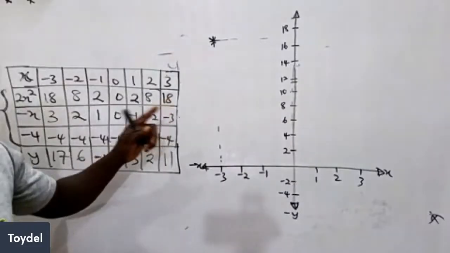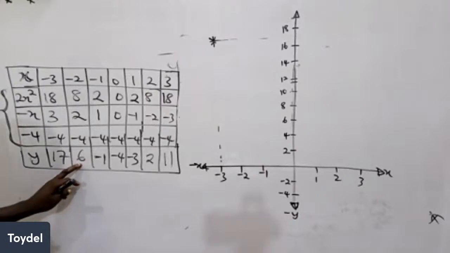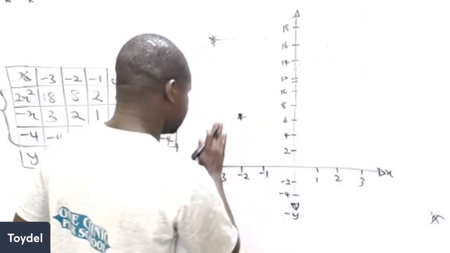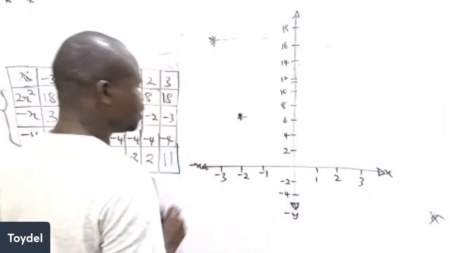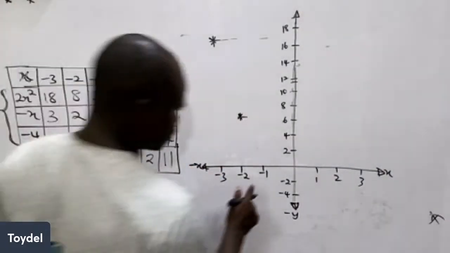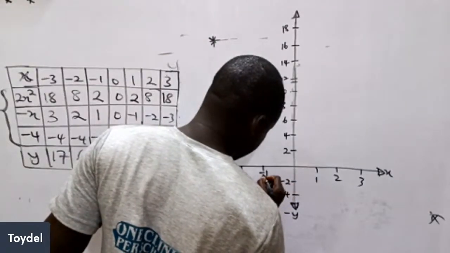This is not a graph, I'm just sketching. In a graph, you can do the normal tracing. When x is -2, y is 6. Trace it to where y is 6. When x is -1, y is -1. That is fine, -1, -1. It will be somewhere around here.